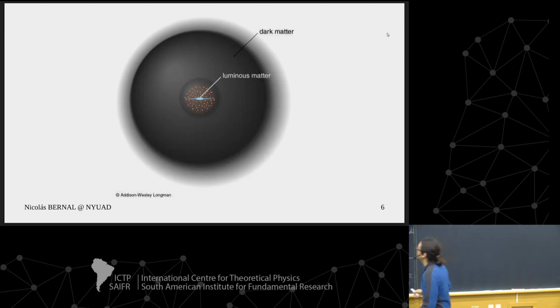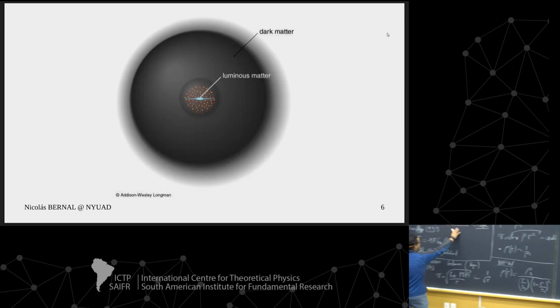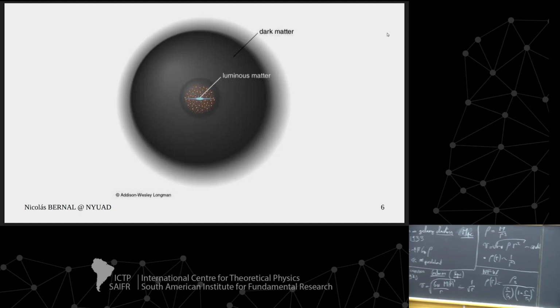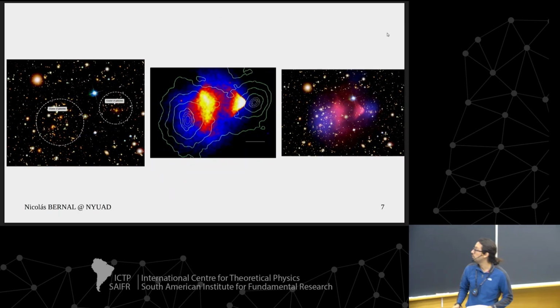Okay, again, so we have evidence from clusters of galaxies, of megaparsecs, and galaxies, so smaller scales, kiloparsecs. There is other evidence, for instance, the bullet cluster.